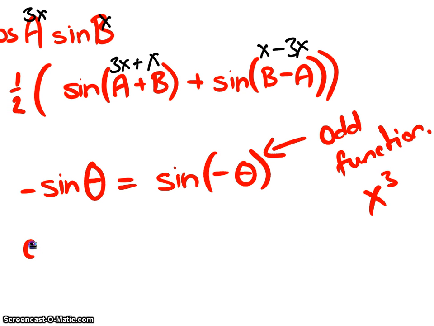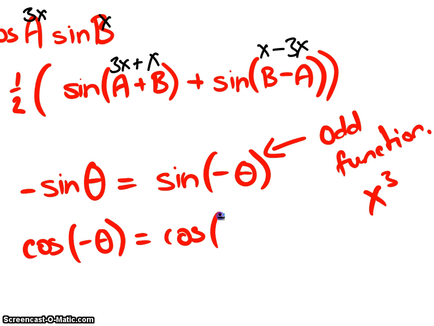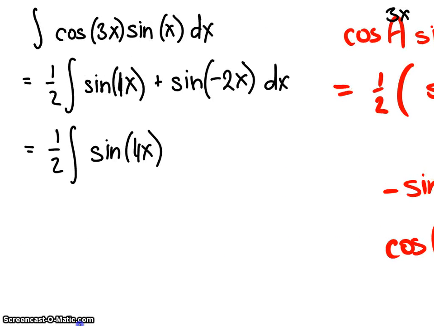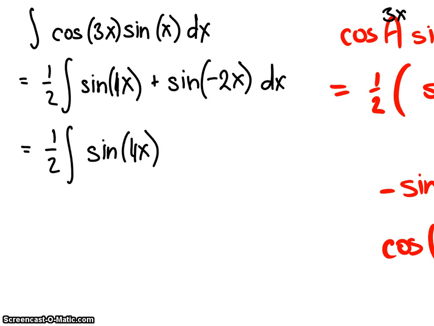Cosine, on the other hand, and just again for your reference, cosine of negative theta, it doesn't go to negative cosine of theta, it actually just doesn't change. And you can see both of these if you have a look at the sine and cosine graphs. But that's just a bit of a digression. Let's come back to this. So this is sine 4x. I'm going to pull the negative out of the brackets and get minus sine of 2x dx.